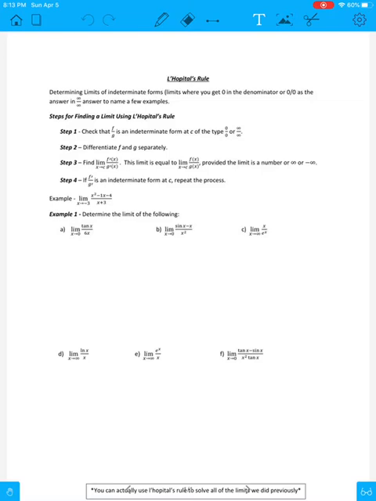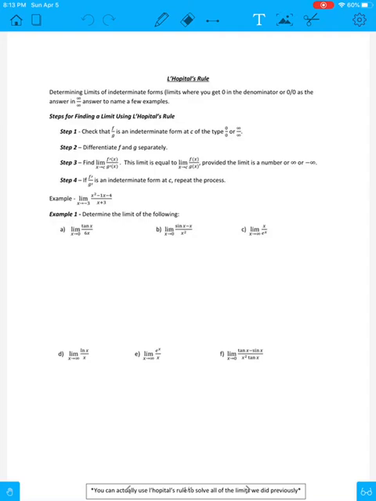So steps for finding a limit using L'Hopital's rule. Step 1, check that f divided by g is an indeterminate form at c. So for example, as x approaches 0, you get a 0 in the denominator, or you get 0 over 0 when you find the limit, or infinity over infinity. So before, when we got that, we always had to factor or get rid of the stuff by multiplying so that we could actually fill in the value for c. But now we can use L'Hopital's rule if it doesn't work. So step 1, check for that.